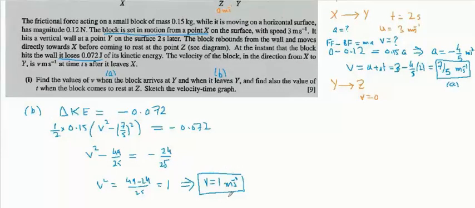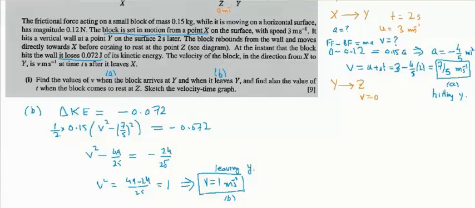So this is part B. Part B means while leaving Y, and this is while hitting Y. Two different speeds, and this speed should be smaller than that because there is a loss in the kinetic energy.